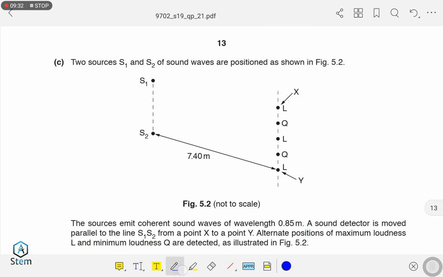All right, S1y, we are talking about this distance. That is our S1y. Let's use first difference to sort this out.